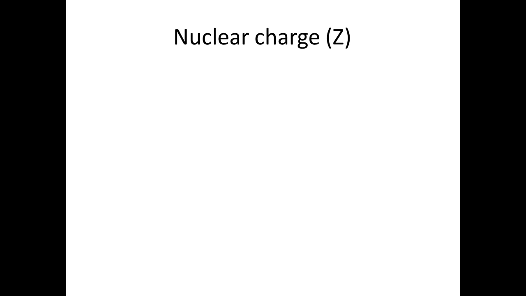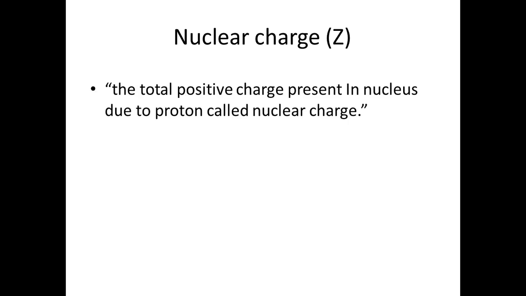So the first periodic trend is nuclear charge, represented by capital Z. So what about the nuclear charge? It is the total positive charge present in the nucleus, and this positive charge is mainly due to subatomic particles called protons, because as you know there are three types of subatomic particles: electrons, protons and neutrons, and only the proton carries positive charge. So this is all about positive charge.